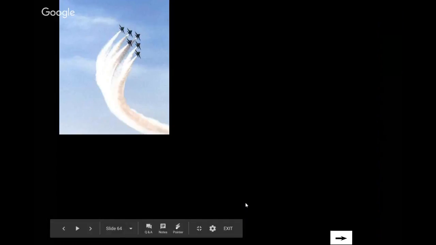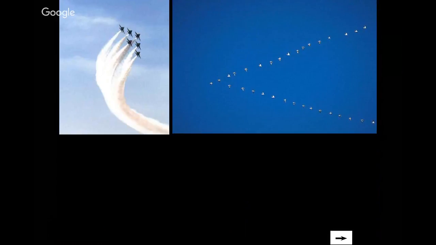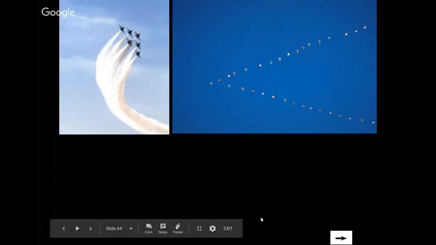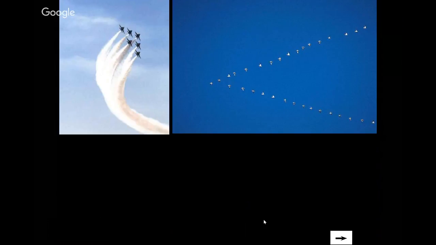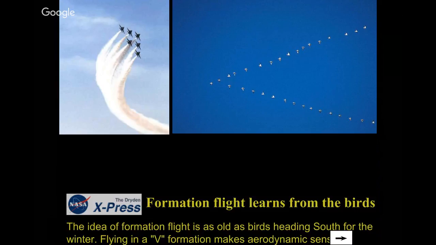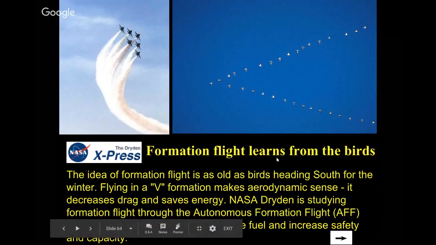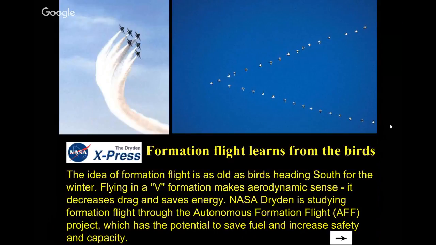Okay, so on the left, we have a crack flying team, flying in formation. On the right, we have a crack flying team, flying in formation. And you know the source of the one on the right, of course, that's God's creation. Interesting thing that NASA found when they studied flight of birds like this: when birds or planes fly in formation, they use less fuel, and it saves energy. And it looks to me like God got that message across to the birds long ago.